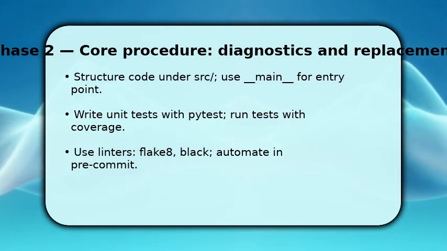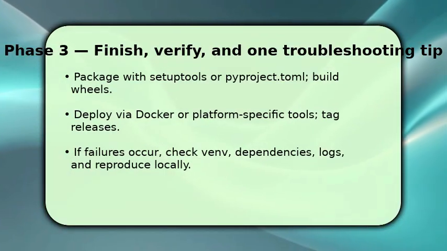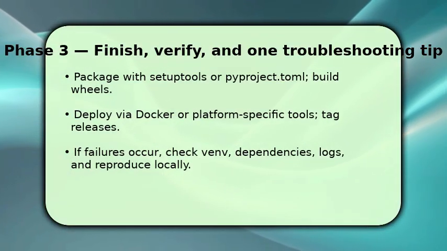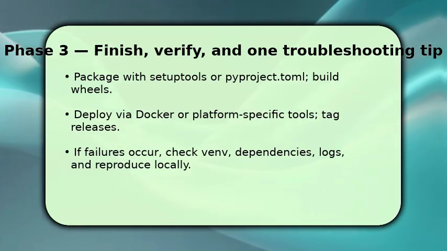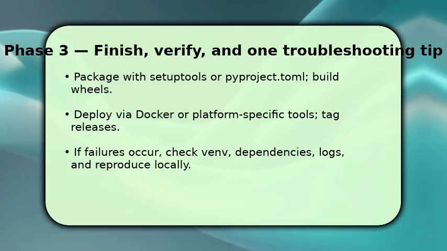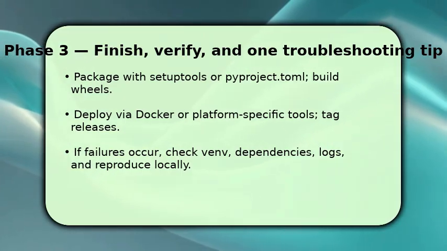Finish by packaging and deploying your application. Choose wheels or a Docker image depending on target environment. Once built, run the package locally, then push tagged releases to your registry or container repo. Make sure CI runs your test suite, builds artifacts, and publishes only on successful pipelines.